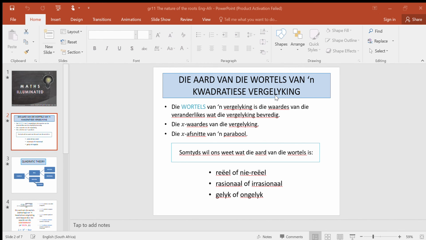En hulle is ook reël. Goed. Dan die wortel is ook 'n volkomme vierkant, nee? 0 is perfect square, so the roots would also be rational.